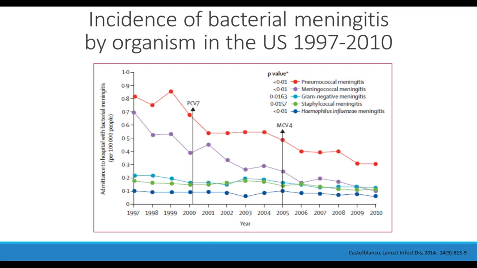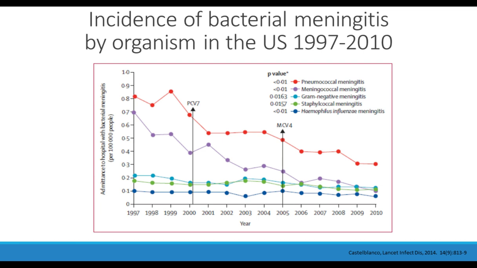So looking at a long trend over bacterial meningitis by different organisms in the United States. Again, the most common ones being Streptococcus pneumoniae, Neisseria meningitidis, Haemophilus influenzae. But you can see what the impact of the pneumococcal vaccine and the meningococcal vaccine have had.